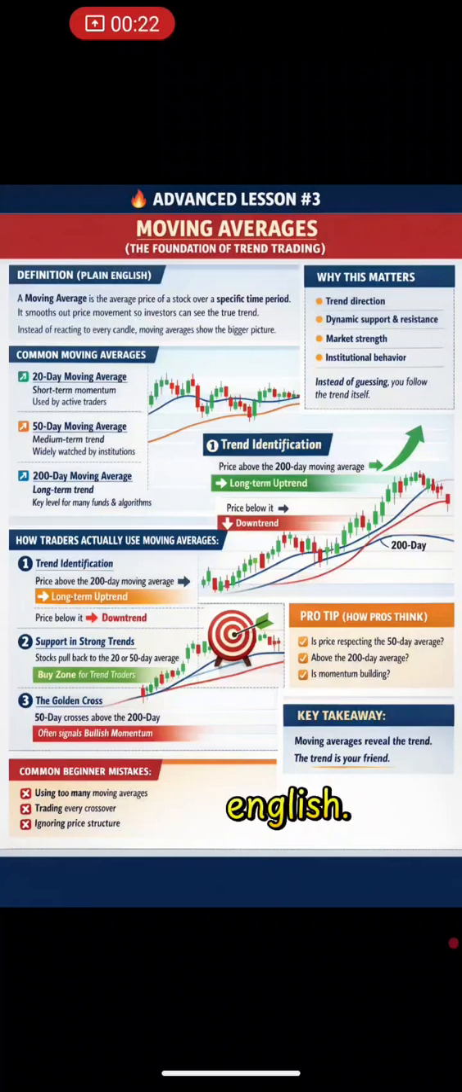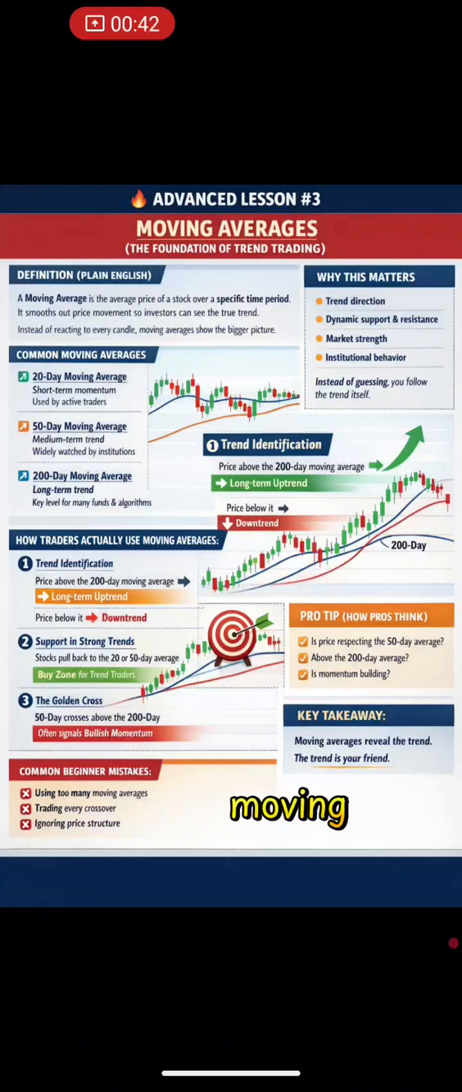Definition in plain English: a moving average is an average of a stock price over a specific period of time. It smooths out price movement so investors can see the true trend. Instead of reacting to every candle, moving averages show the bigger picture, right?